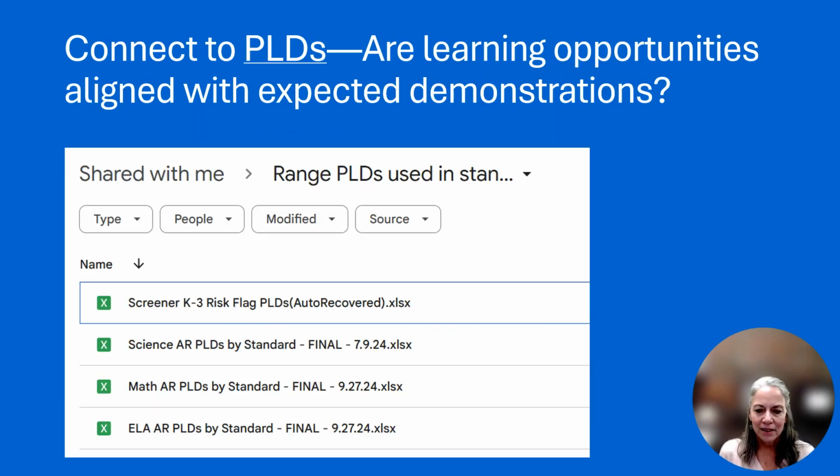Now, I think the range PLDs, these are the performance level descriptors, that's what PLD stands for, that were used for setting standards for the assessment based on alignment with our standards. And what these do is they show you what students are expected to demonstrate to be at a certain level for each standard. These exist across the subject areas, as you can see, and they've got them up here for the screener for K3 as well. We're going to dig into the math, and I'm going to show you how these are intended to be used, especially with the interim or with the classroom tool.